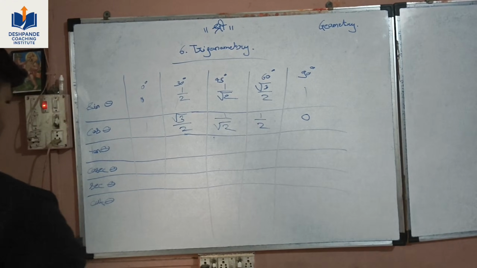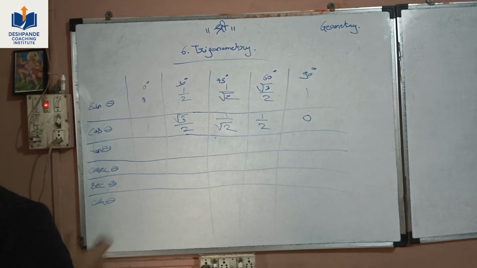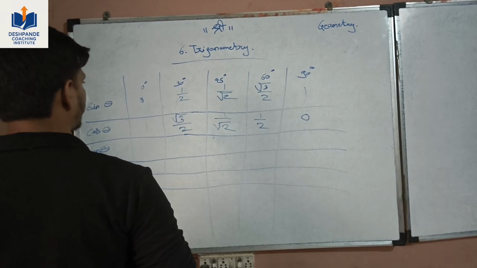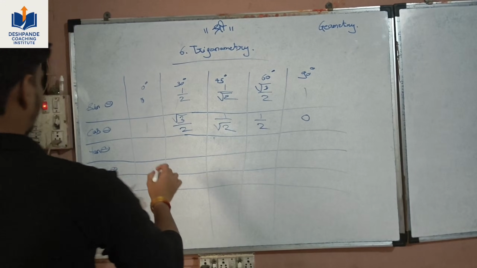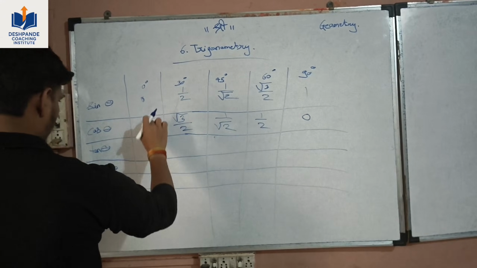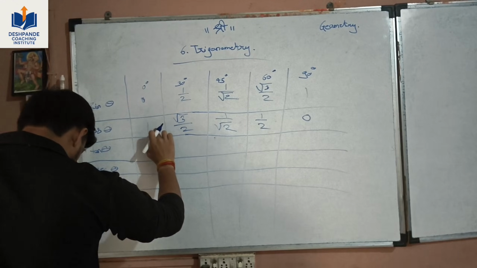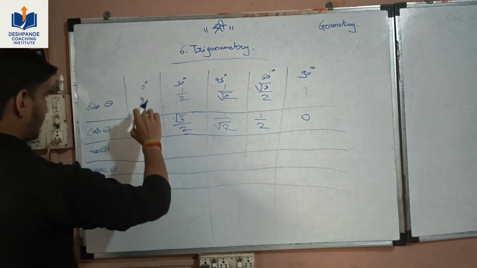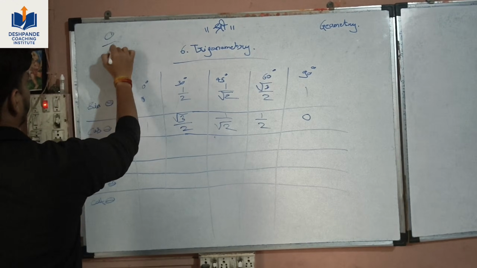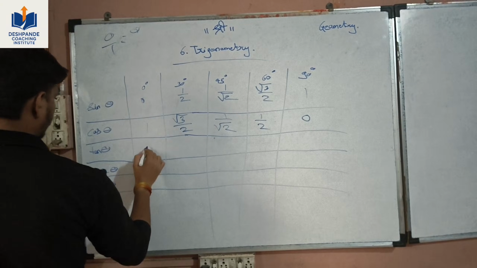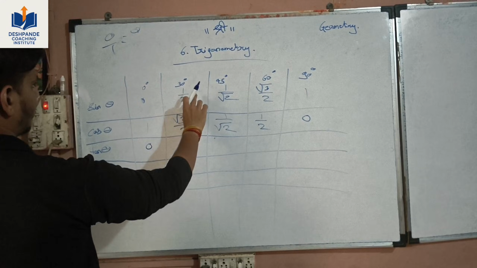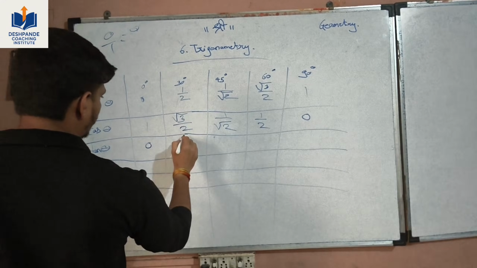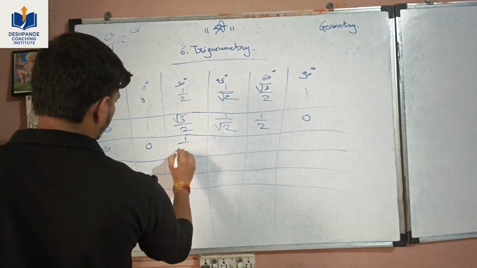We are studying tan theta. So what will be tan theta? We just want to take the numerators of sin theta and cos theta. So what will be the numerators of sin theta and cos theta at 0 degree? It will be 0 upon 1. So 0 upon 1 is equal to 0. So tan theta for 0 degree will be 0, and for 30 degree it will be 1 upon root 3. 1 upon root 3.